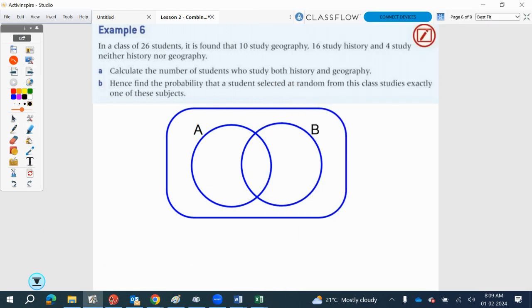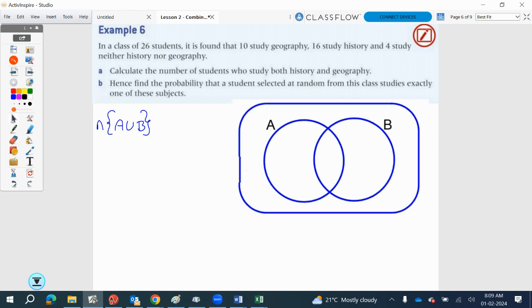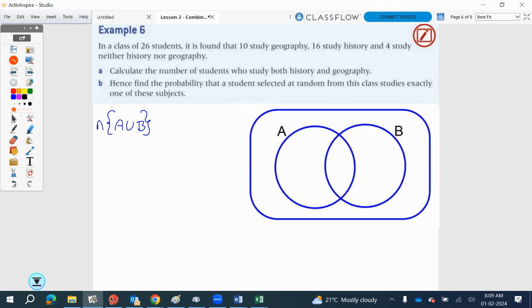Have a look. How many students are there? How many students are there in the union of A and B? How many students? And how can we work this out? We make A those who study geography and B those who study history.